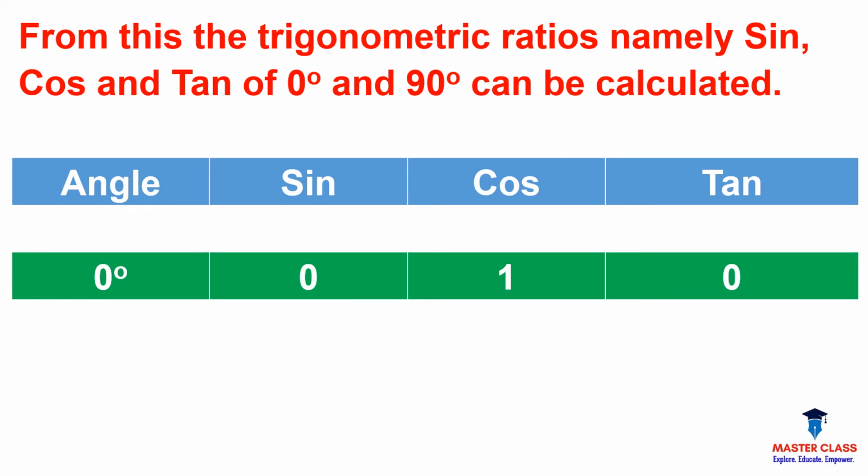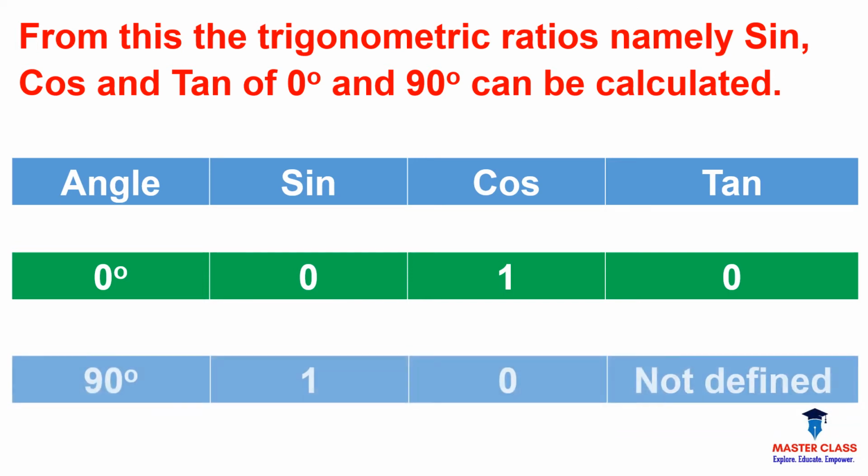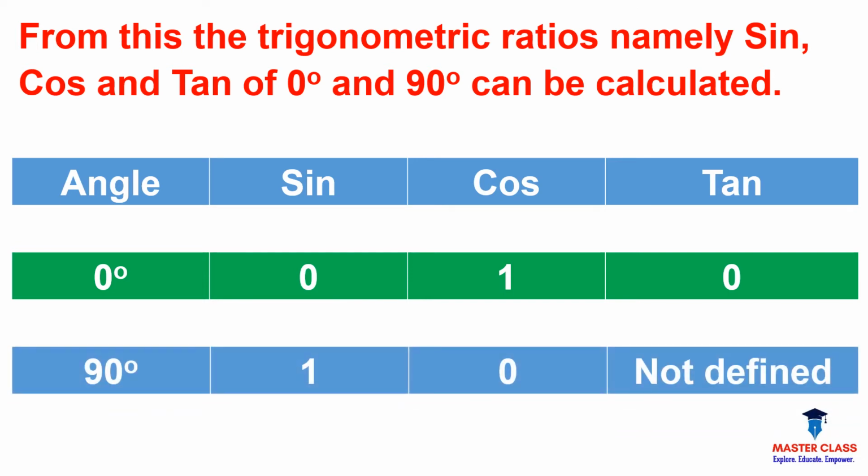So we get sine of 0 is 0, cos of 0 is 1 and tan of 0 is 0. On the other hand, sine of 90 degrees is 1, cos of 90 degrees is 0 and tan of 90 degrees is not defined as the number becomes very large.